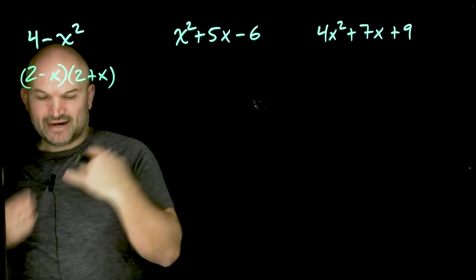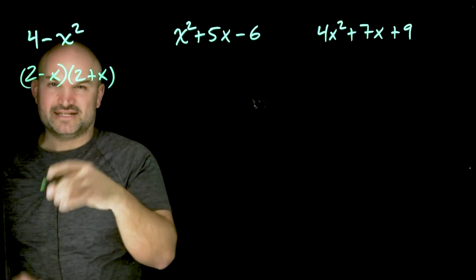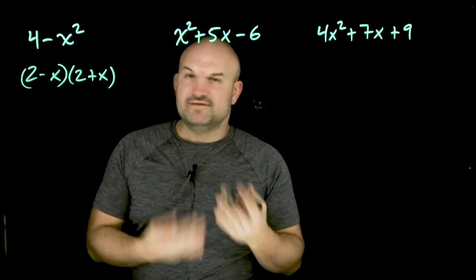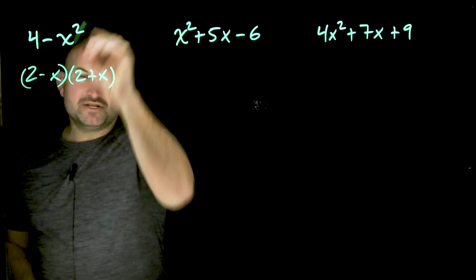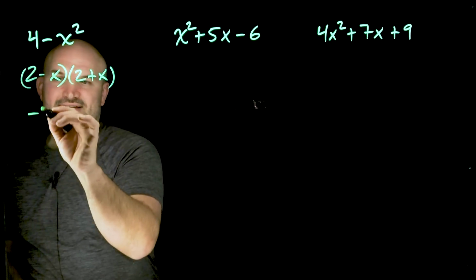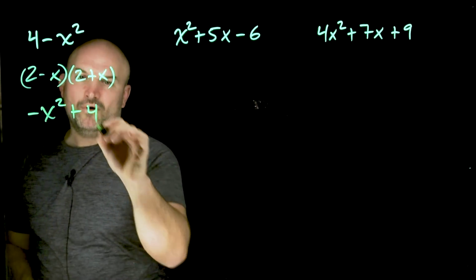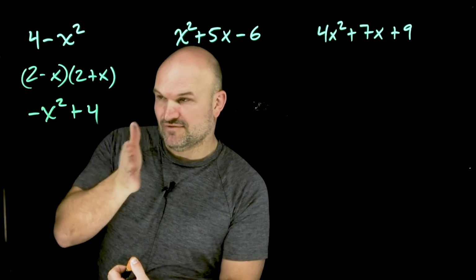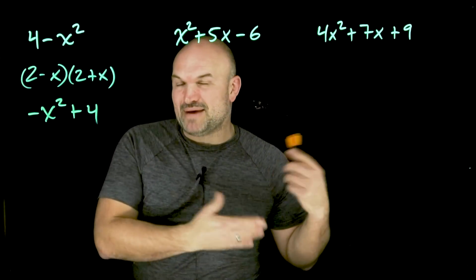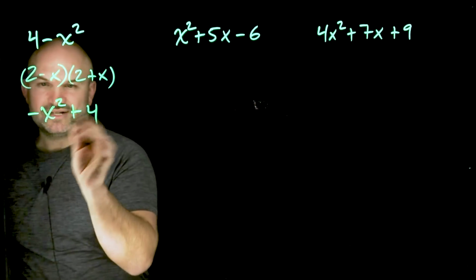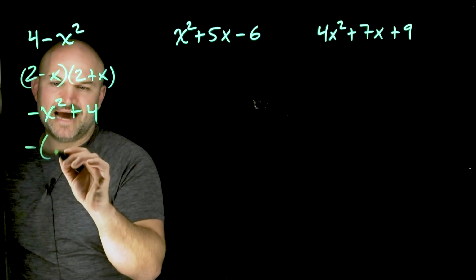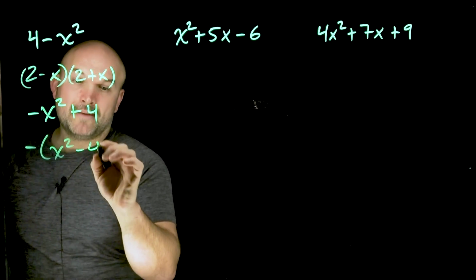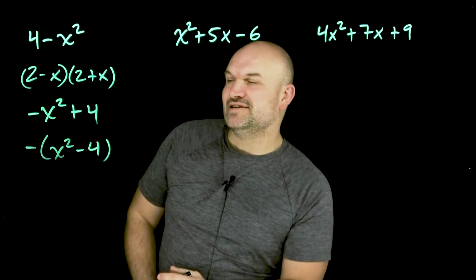So what I tell students to do is, whenever you have something like this, we always like to write the variable first, right? Especially with the higher power. So if I rewrite this as negative x squared plus 4, it's no longer a difference of 2 squares. Right? This is a negative x squared plus 4. So to recreate it as a difference of 2 squares, I need to factor out the negative. Now I have a negative x squared minus 4. And now you see I have the difference of 2 squares.